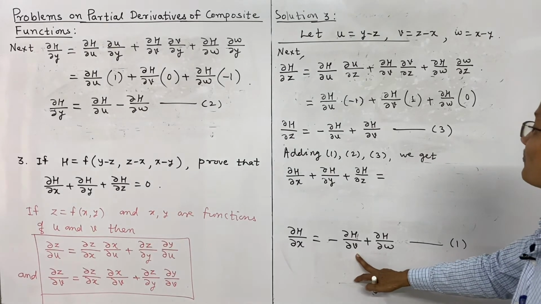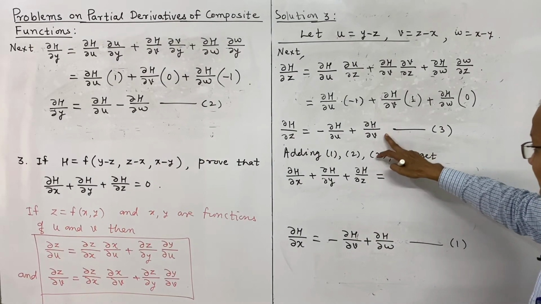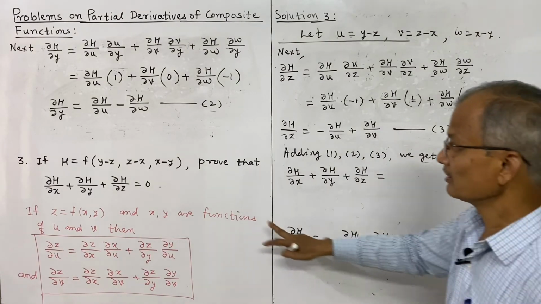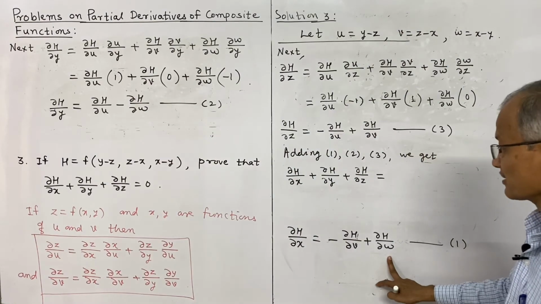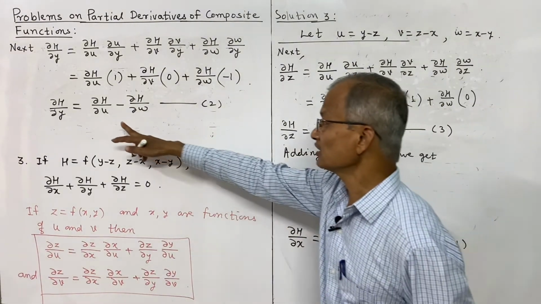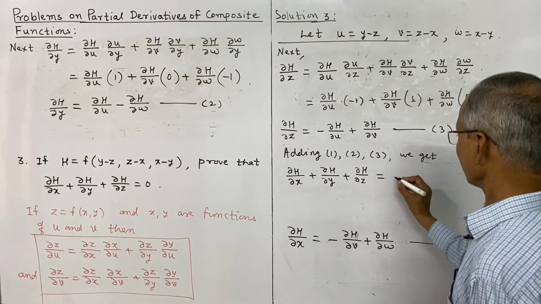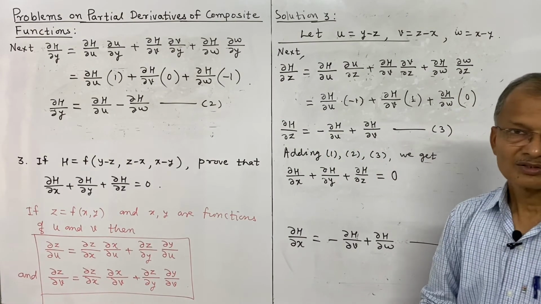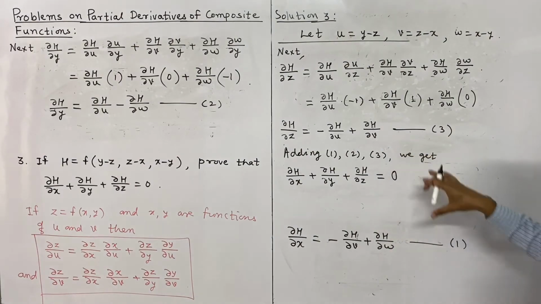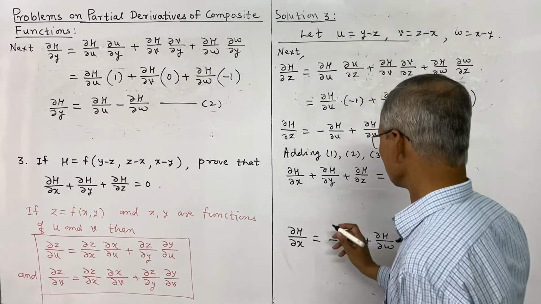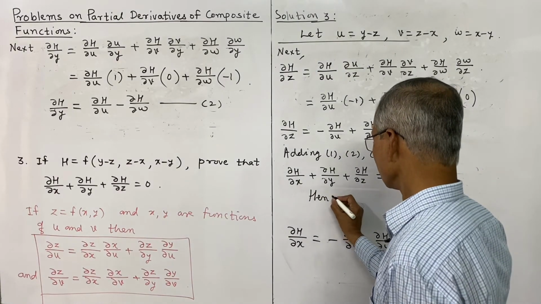So this value cancels with this one. See, positive and negative, and ∂h/∂w is negative here. So these two cancel, and what remains is ∂h/∂u; negative ∂h/∂u cancels, and therefore this becomes 0. So it is easy to verify. The sum on the right side of 1, 2, 3 becomes 0, and this is the required result. Hence the result.